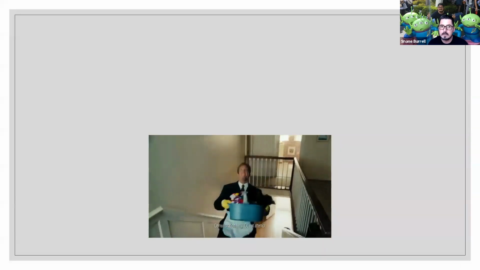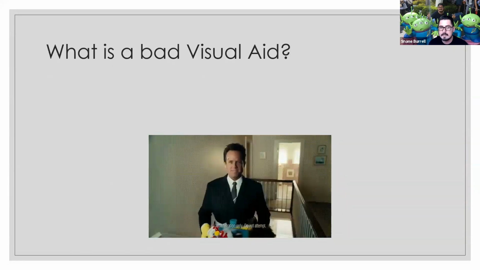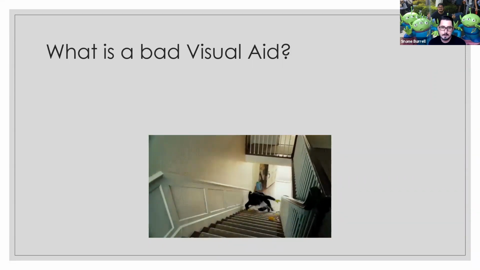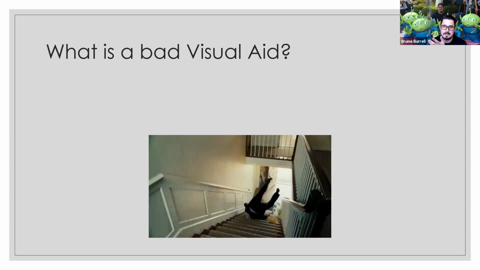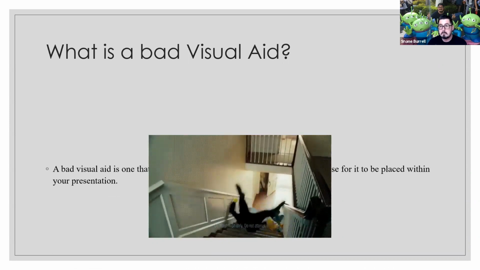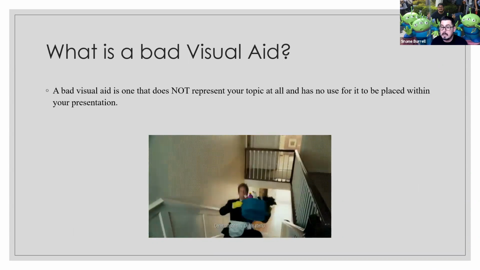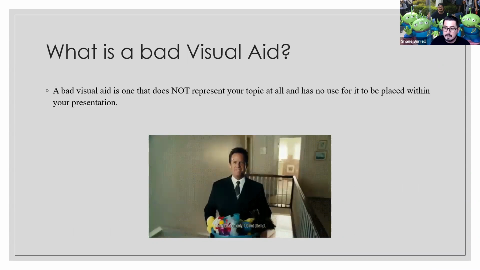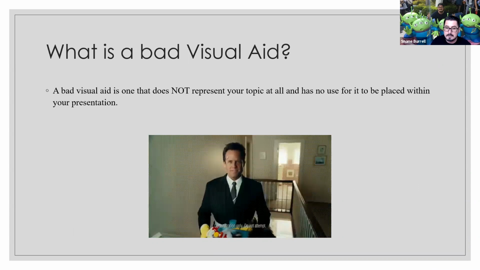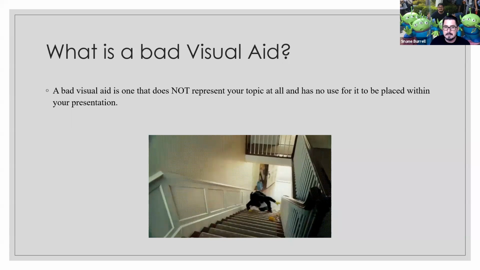Okay, and so lastly, we're going to go over what is a bad visual aid. I couldn't find anything that I could accurately depict as a really bad visual aid because I find all visual aids to have some type of representation. But I feel like this one is a good one to sarcastically show: a bad visual aid is one that does not represent your topic at all. There is no meaning to it. This guy is just falling downstairs. But if I'm talking about Tokyo and I'm having a guy fall downstairs, there's no meaning here, right? What does that even mean? It doesn't mean anything.